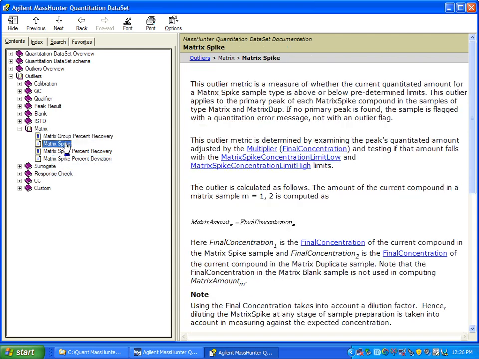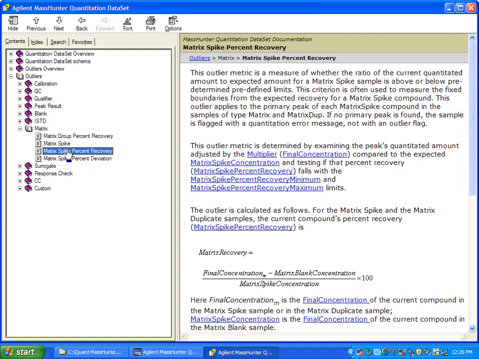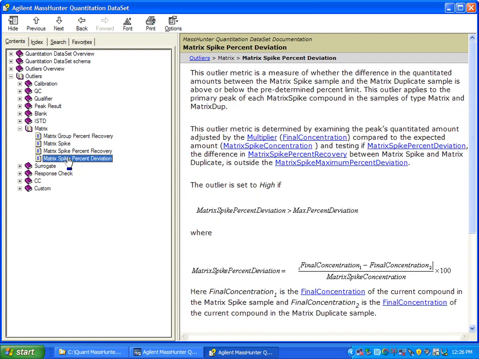There's a simpler metric, just matrix spike, which will determine if the spike is above or below a predefined concentration. There is matrix spike percent recovery, which is the traditional three samples, the blank, the spike, and the dupe, and that will make the calculations of recovery. And then there's matrix spike percent deviation. When you're using the matrix and the matrix dupe, that will compare the percent deviation and give you an idea of that reproducibility if you're using a dupe.